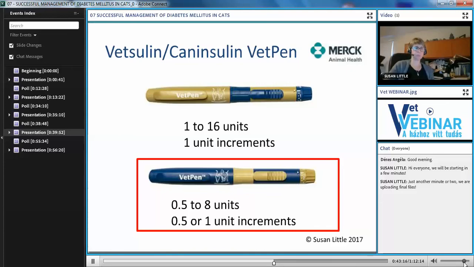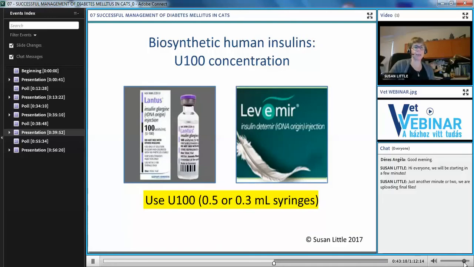And then the human insulins, of course, the two that are most commonly used in cats would be Lantus and Levemir, and probably of the two, it's Lantus that's been used the most often. It's a U100 insulin, so it does need U100 syringes, and we try to find not 1 ml syringes, but 0.3 or 0.5 ml syringes. That makes it easier to measure these small feline doses with a U100 insulin. So try to get syringes that are smaller than 1 unit to make dosing a little bit easier for these.